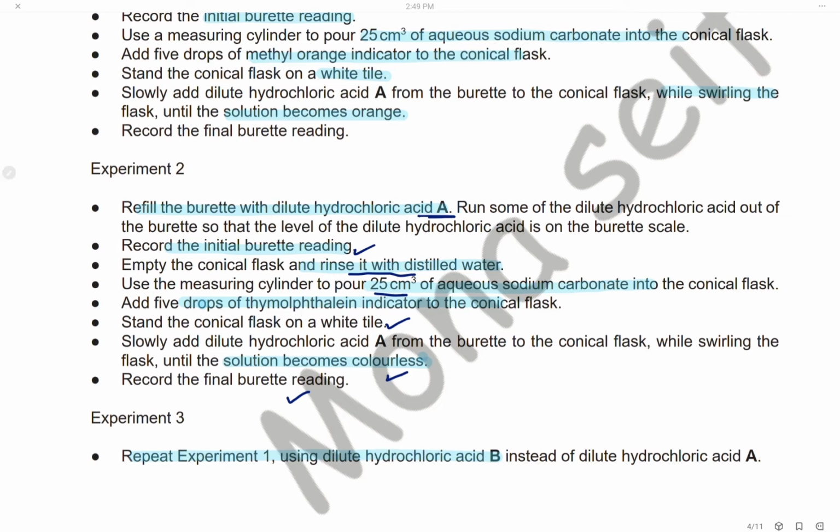Experiment 3: the student repeats all the steps of experiment 1. That means he will use methyl orange indicator, 25 centimeters cube of sodium carbonate, and record the volume of the acid used in this case, but he will use dilute hydrochloric acid B instead of acid A.